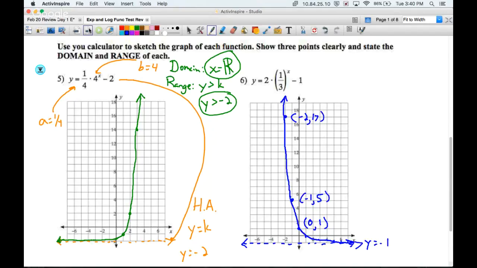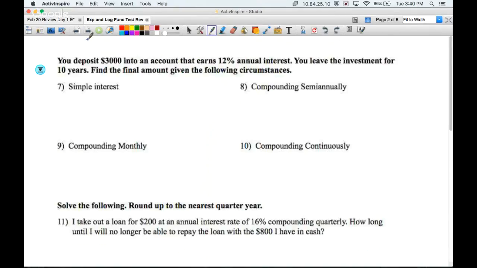All right, moving on to our next page. You deposit $3,000 into an account that earns 12% annual interest. You leave this investment for 10 years. Find the final amount given the following circumstances. So simple interest. This is where we say, okay, 12% for 10 years. That's like basically getting 120% one time if you ignore compound interest.